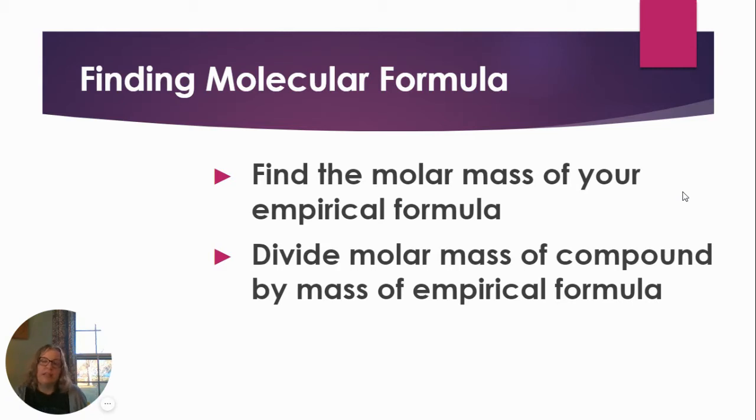And what that does is it sets up a ratio. So if you have the molar mass of your big compound on top and your empirical formula on the bottom in your denominator, if you get, let's say, a 3 for that answer, it means that your molecular formula is 3 times bigger than your empirical formula, and you are going to multiply that by 3. So everything in your subscripts gets multiplied by a factor of 3.